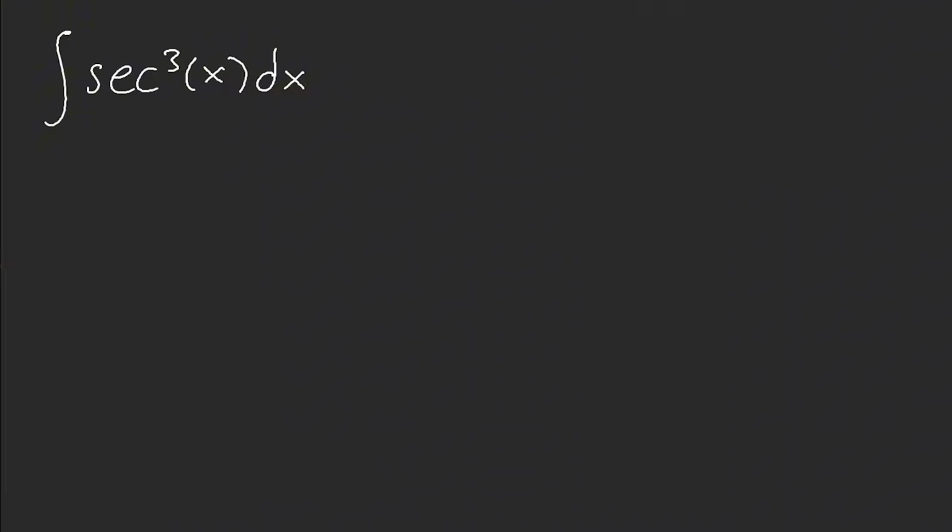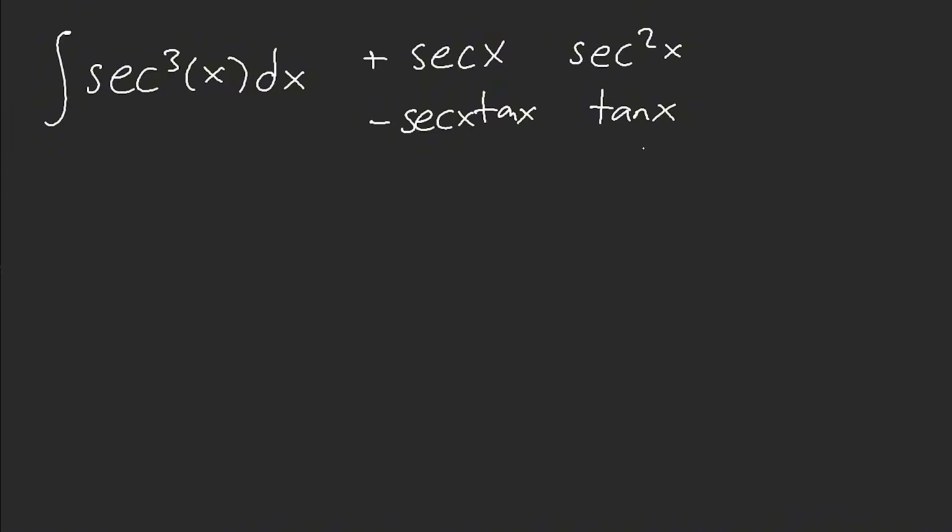We have another very common one, secant cube dx. What do we do? First instinct is secant x and secant square, right? Derive this, we get, well, I'll put a negative there for now, but deriving this is secant x tan x, and then integrate this, we get tangent x. Okay, that negative comes from alternating. Now we have secant x tangent x minus secant x tangent square.